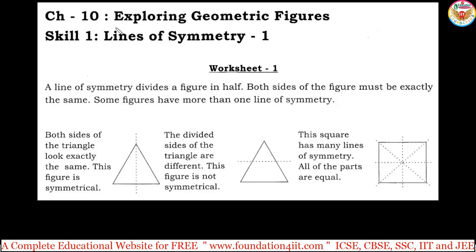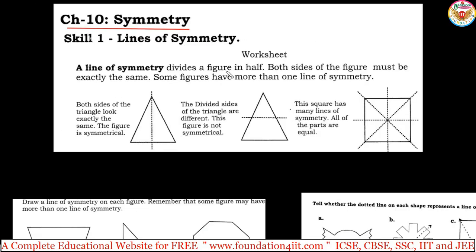From class 8, chapter number 10 is Exploring Geometric Figures. In this video, I'll first explain the concept of symmetry, followed by 2D and 3D shapes of geometry. You can get the worksheets for practicing the symmetry problems. You can see the link in the description below. Get the PDF file and you can practice from the worksheet, right?